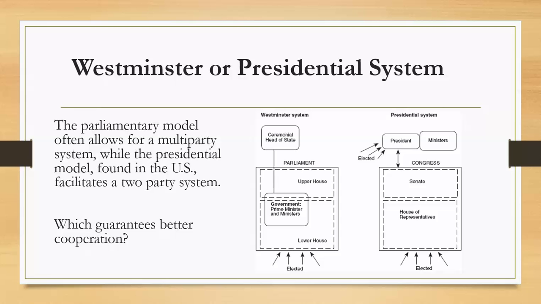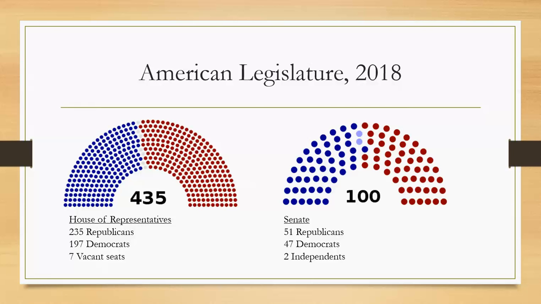Now, someone in the Westminster system might say, well, that doesn't really guarantee a lot of cooperation. On the other hand, someone in the presidential system might look over at the Westminster system and say, well, maybe that's too much power being concentrated in one executive. There are pros and cons of each, and I hope as you explore this chapter you consider the pros and cons of each. Now let's look at some of the legislatures and their partisan composition.